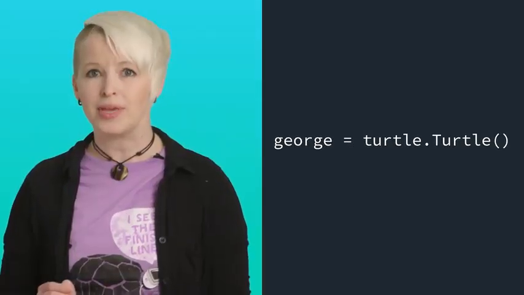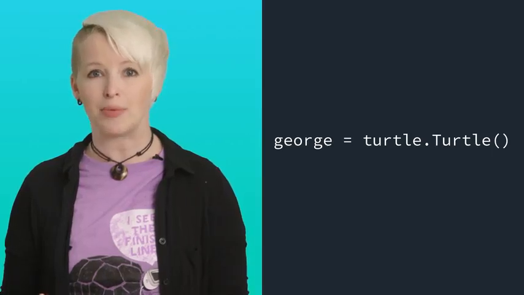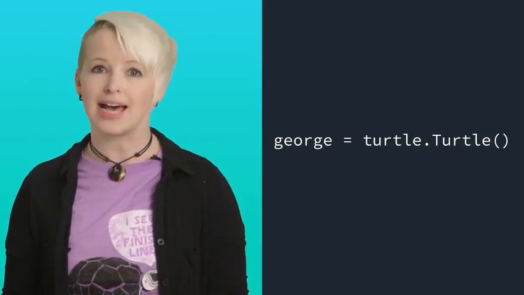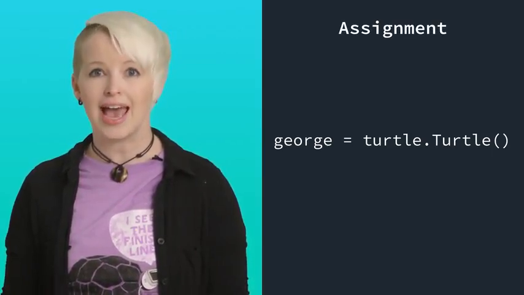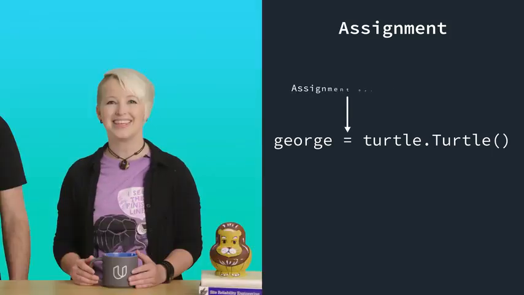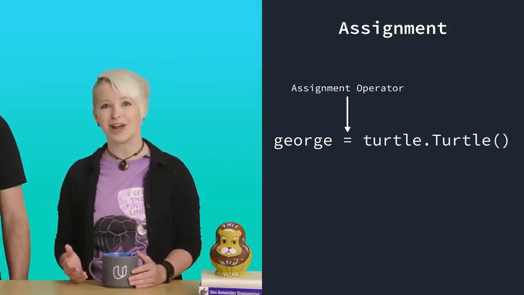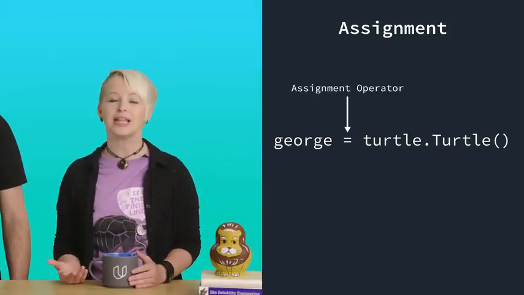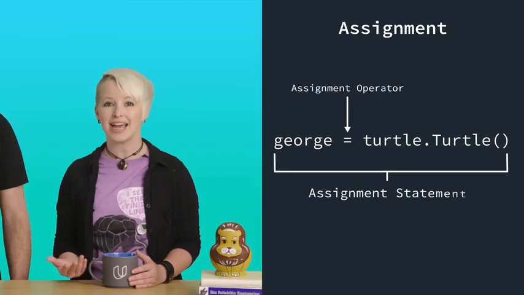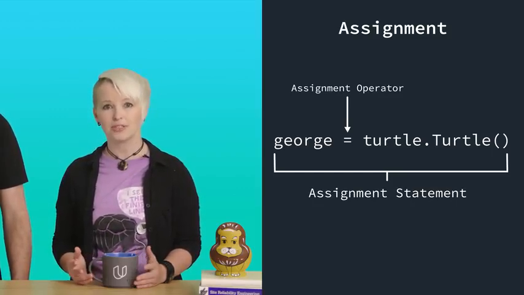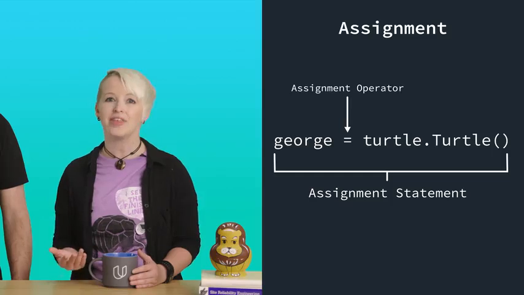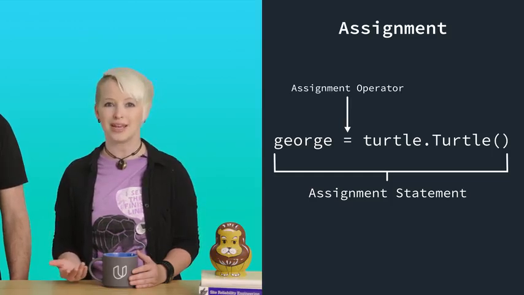By the way, when we connect a name with some data in memory, we refer to this process as assignment. We are assigning the data from the code on the right to the name on the left. The equal sign is called an assignment operator, and we can refer to a line of code like george = turtle.Turtle() as an assignment statement. Notice that the stuff on the right of an assignment statement always happens first. First, we create a new turtle, and then we assign that turtle to the name george.